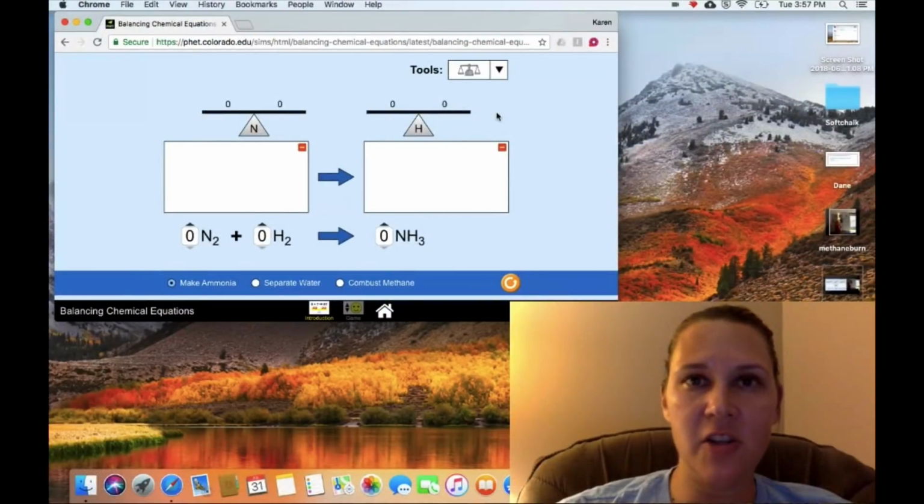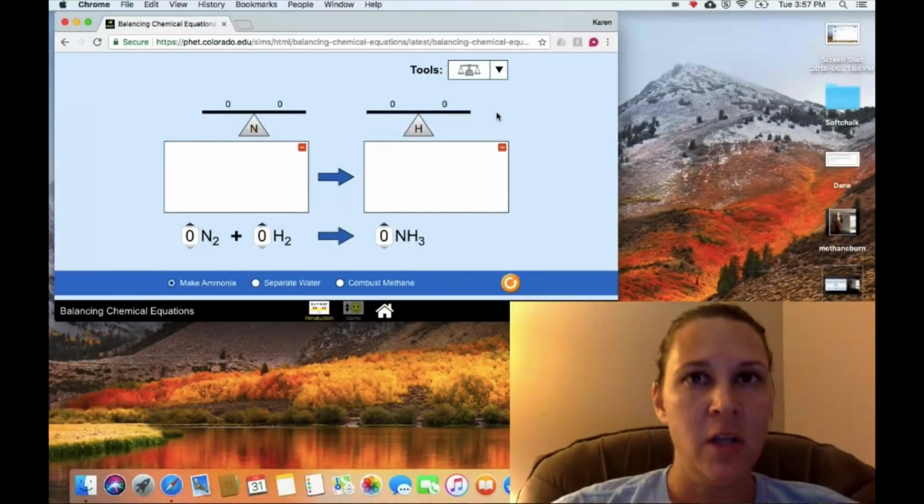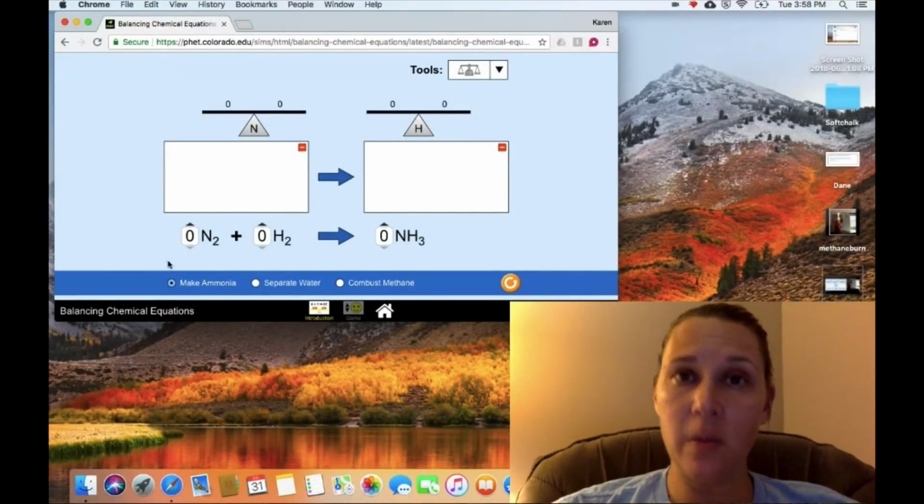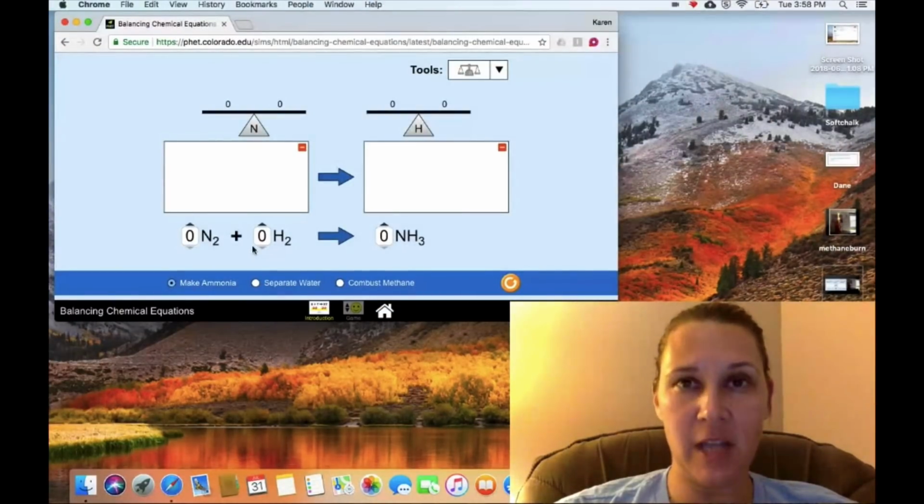All right, this next reaction you're going to try to balance on your own. Before you do that, let's talk about what I want you to do. In your notes, I would like you to write down this equation: nitrogen, N2, plus hydrogen, H2, produces ammonia, which is NH3. This process is called the Haber process, when we react nitrogen and hydrogen gas to produce ammonia gas.